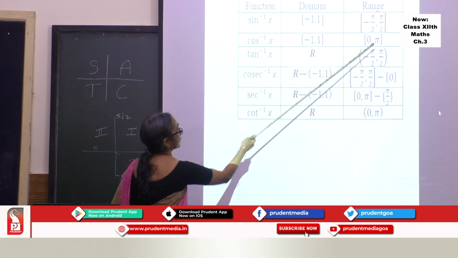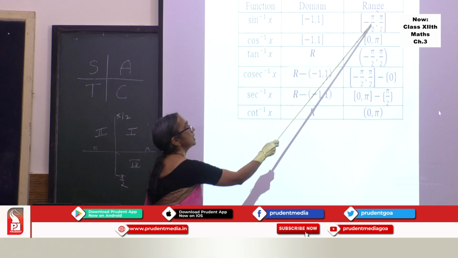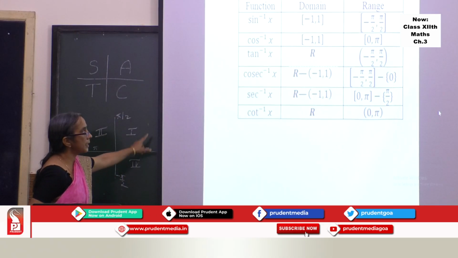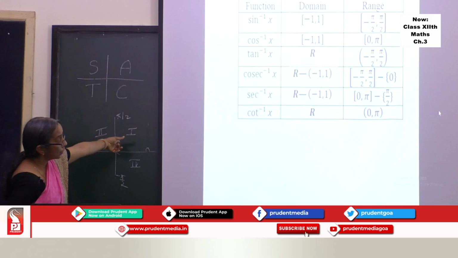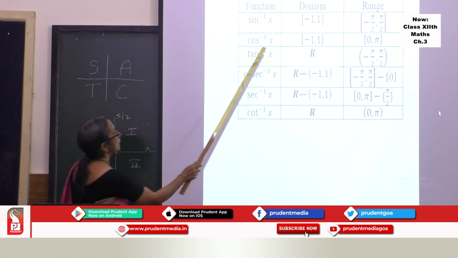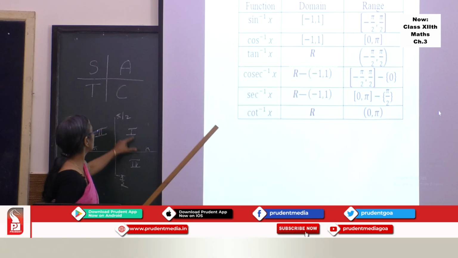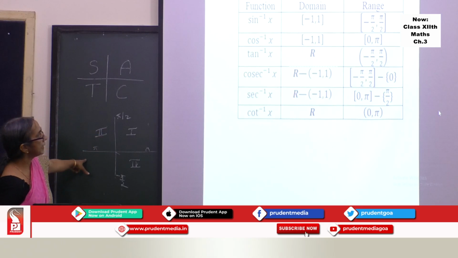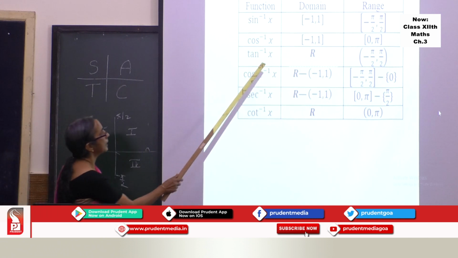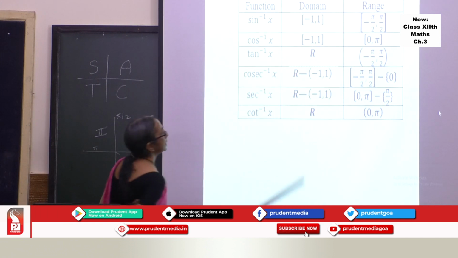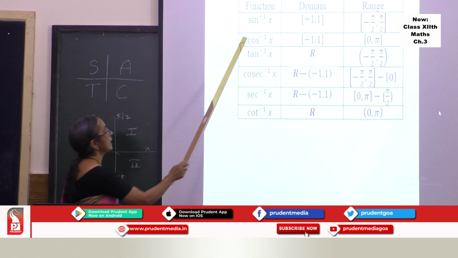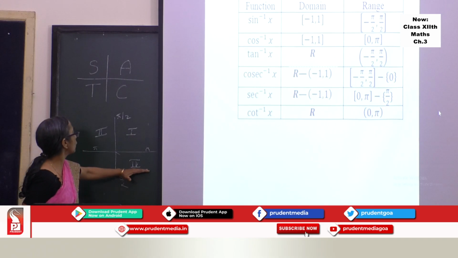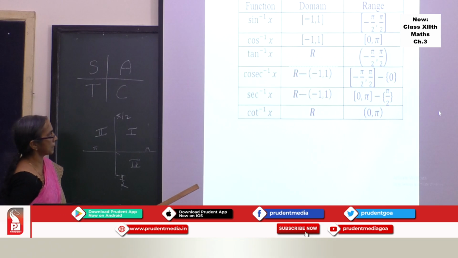But the ranges are different: 0 to pi. Here it is the fourth quadrant and second quadrant. Sine inverse: minus pi by 2 to 0, fourth quadrant, and 0 to pi by 2, first quadrant. Cos inverse: 0 to pi, so 0 to pi by 2 is the first quadrant and pi by 2 to pi is the second quadrant. Tan inverse has the domain of the reals, and its range is like sine inverse, but excluding minus pi by 2 and pi by 2. So it is the fourth quadrant and first quadrant.